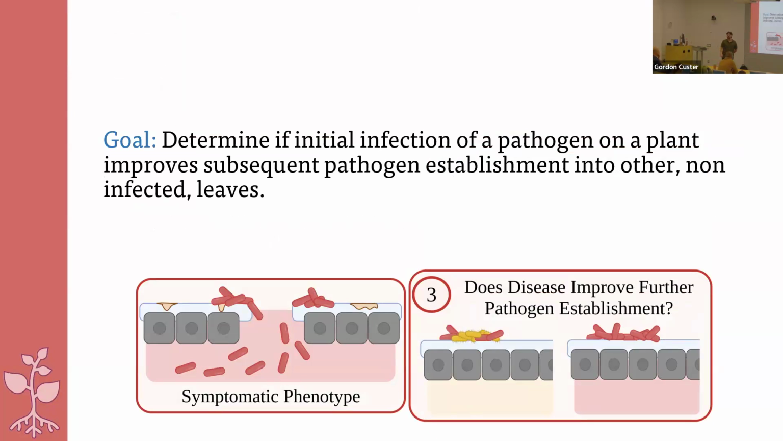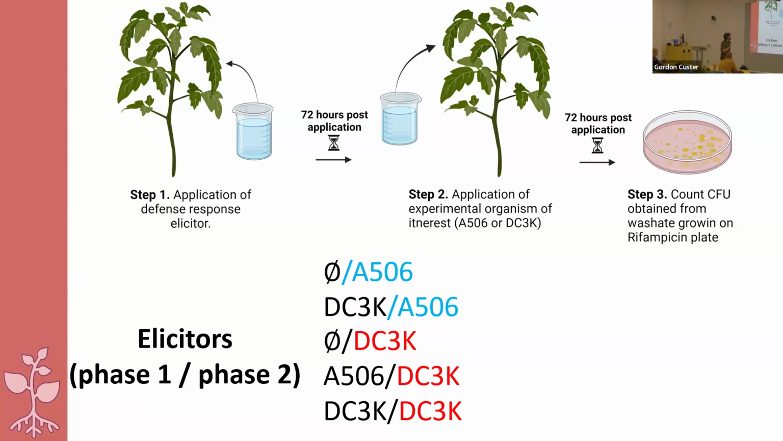So if we have an infection on that treated leaf, will we see improved pathogen establishment on the distal leaf of the same plant? That is the experiment we set up. We applied either the pathogen or A506 on our treated leaf. 72 hours after application, we would add either DC3K or A506 on the distal leaf. Then 72 hours post-application, we would take the leaf and do a CFU count on rifampicin to identify if we see any differences in the CFUs that were grown in the distal leaf.